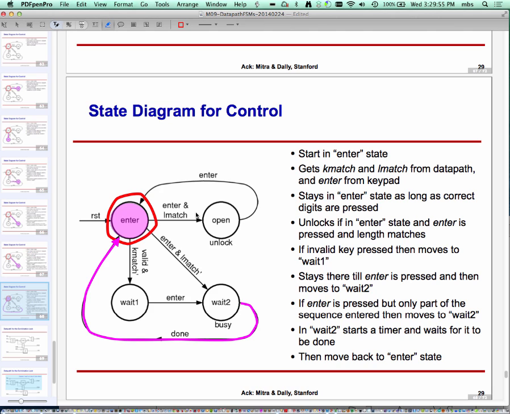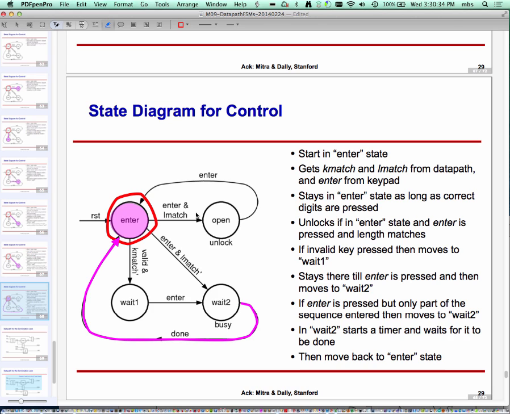Actually, even prior to, sorry, that's a bad example. 1, 2, 3, 4, 5, 6, 7 is the code. I enter 1, 2, 3, 4, 5, 6, enter. So no invalid key has been pressed yet, right? 1, 2, 3, 4, 5, 6 was a prefix of my true code, but the length match did not happen. So that's the case under which L match would fail. Now at the time of enter, if L match is true, length has matched, I go to open. If length didn't match, I go to wait 2.